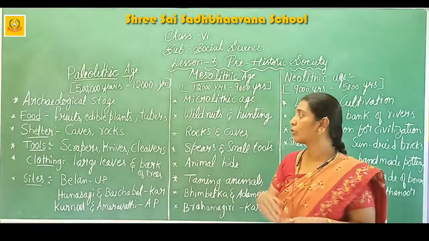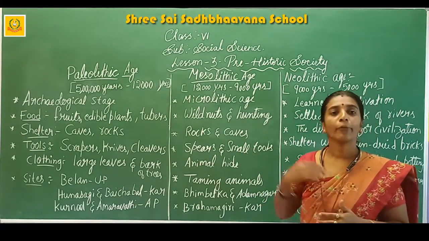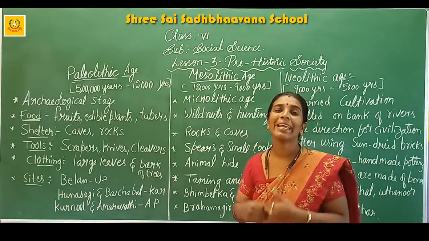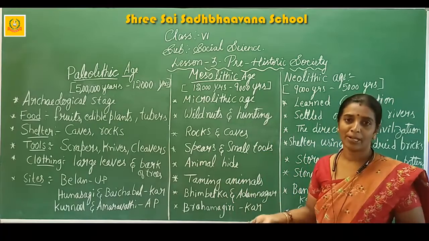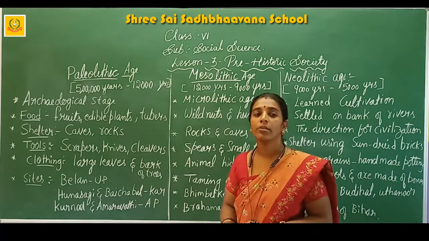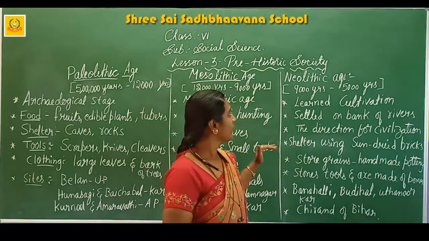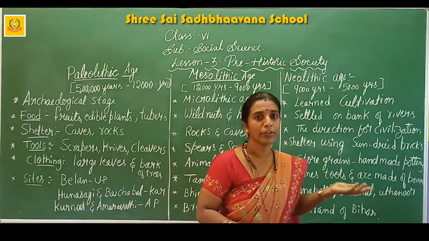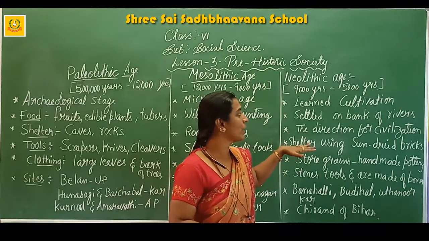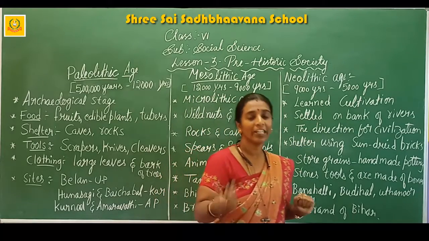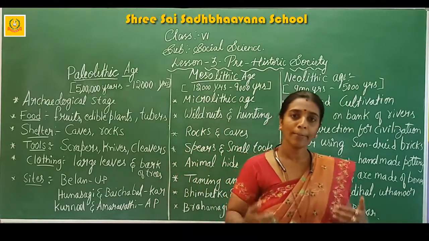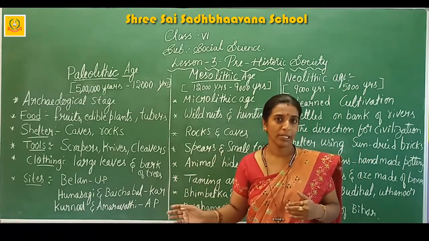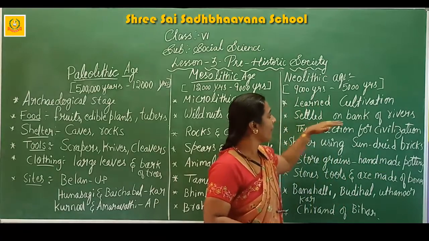Now the humans started to wander from one place to another in search of food for themselves and also for their tamed or domesticated animals. So what happened when they started to roam in search of food? They got an idea to settle on the bank of rivers. They learned cultivation, which was food for them and also fodder for their animals, and they settled on the bank of the river.